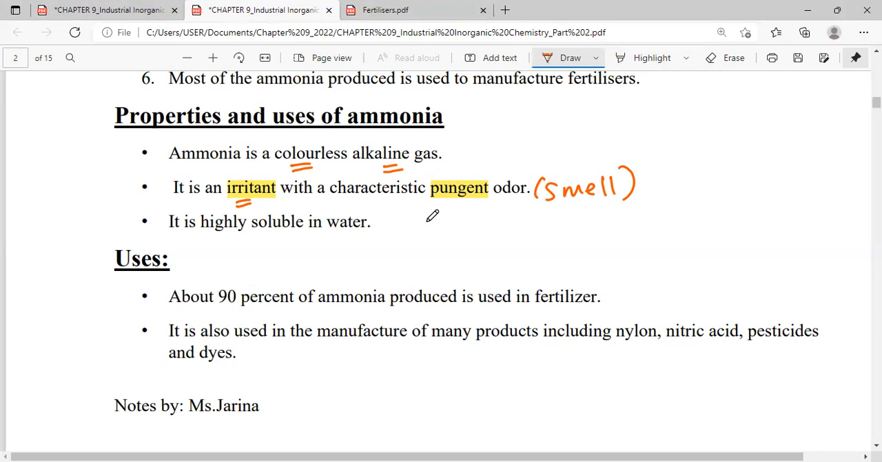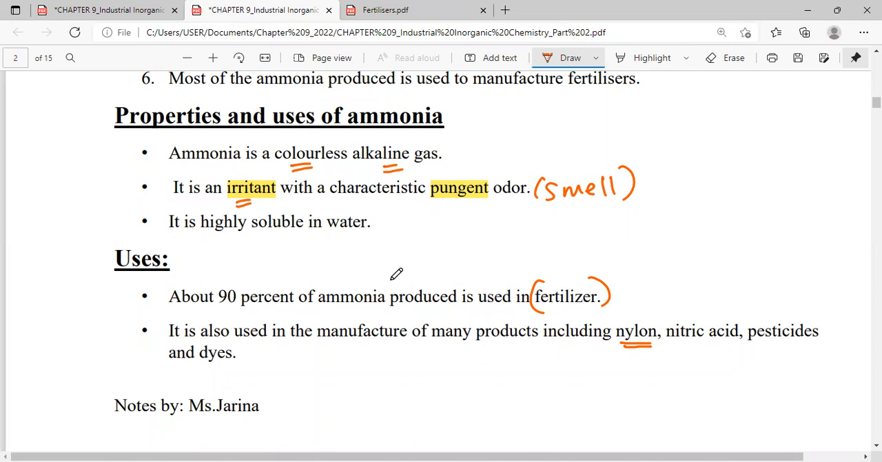Now, uses of ammonia. 90% of ammonia is used to make fertilizer. Fertilizers are chemicals that are added for plants to grow well. Not only that, ammonia is also used to make nylon, a synthetic fiber used to make clothes. Nitric acid, pesticides, which are chemicals that kill pests, and also dyes. Dyes are the coloring matter, the chemicals that give color to your clothes and other stuff. So these are some uses of ammonia, but the major use of ammonia is to make fertilizer.